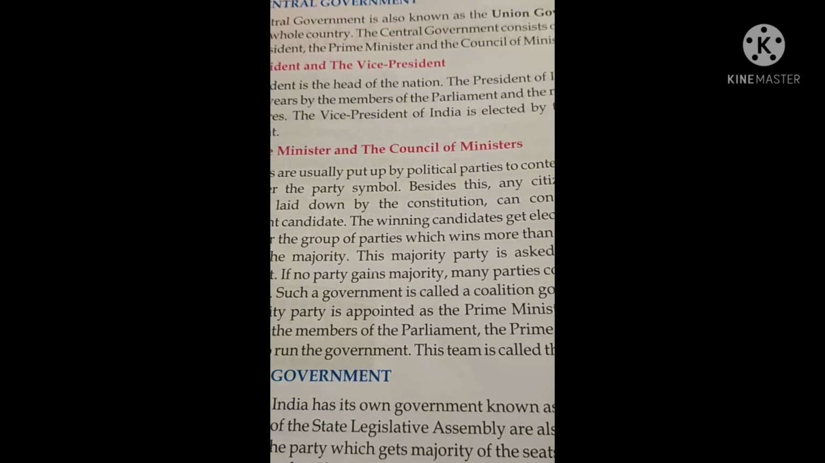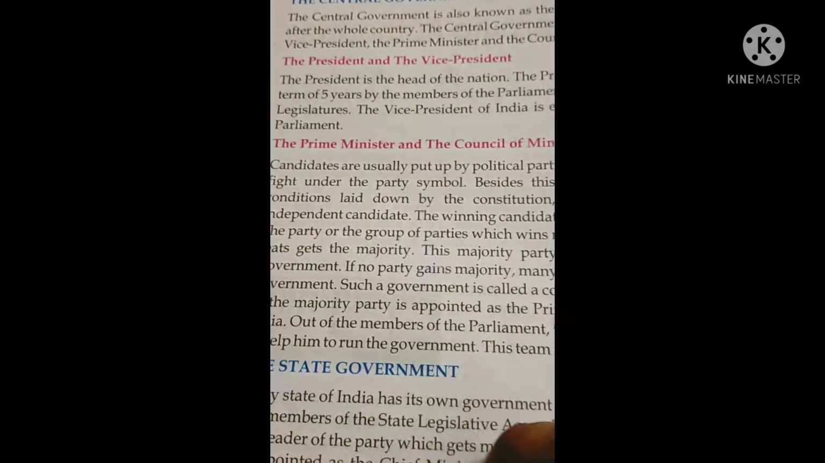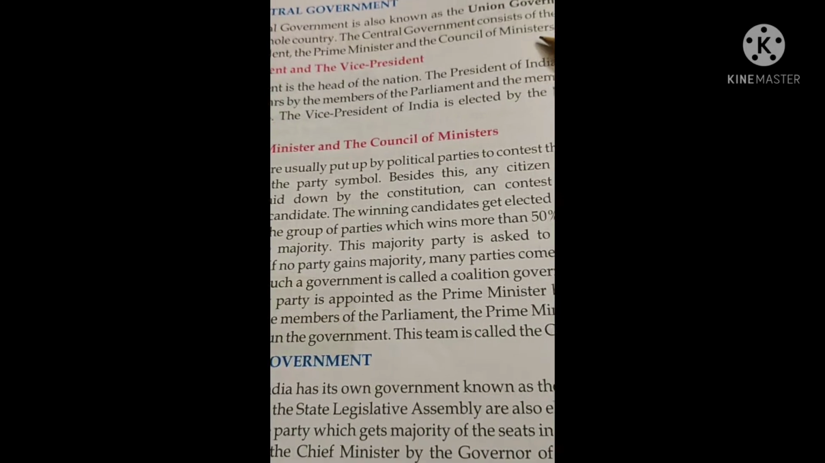So who are the part of central government? President, prime minister, vice president and the council of ministers.